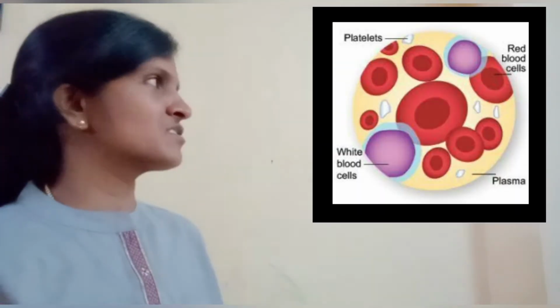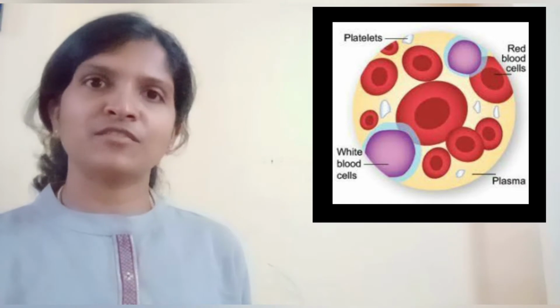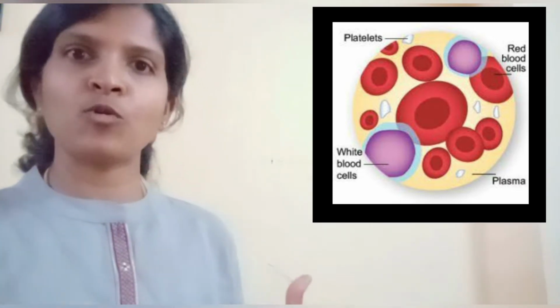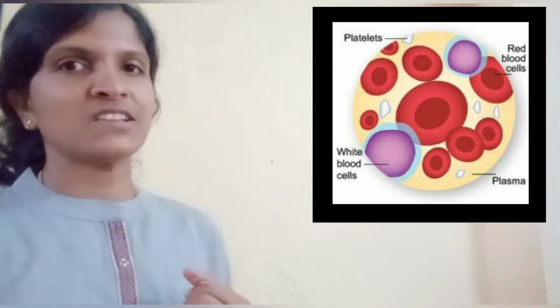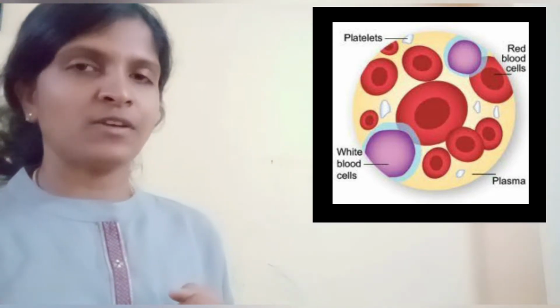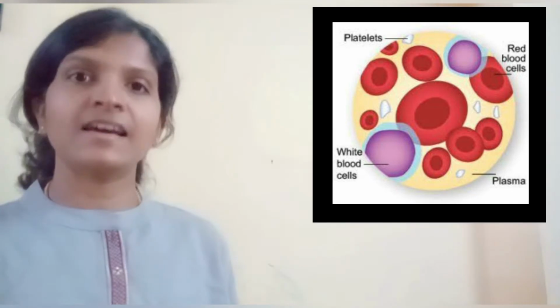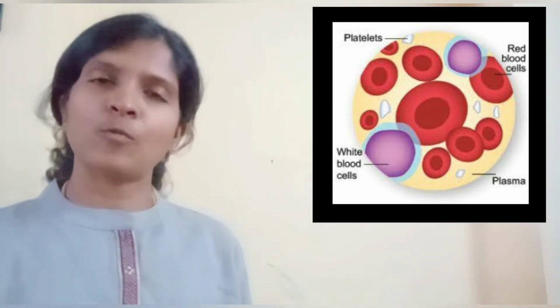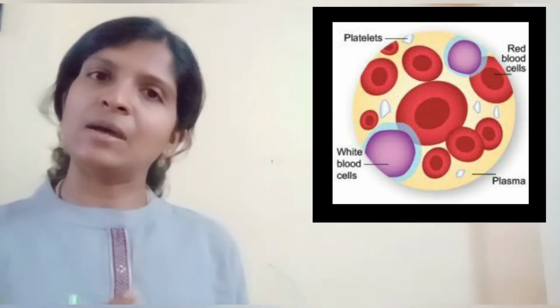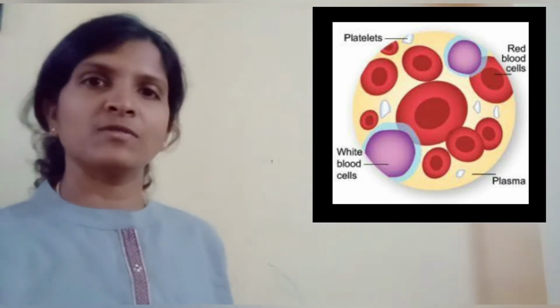This is the structure of the blood. The main function of the blood, it helps to transport the food, oxygen and waste. Okay, and then this blood is divided into categories like RBC, red blood cells, white blood cells, platelets and plasma. First, let's see about the plasma.